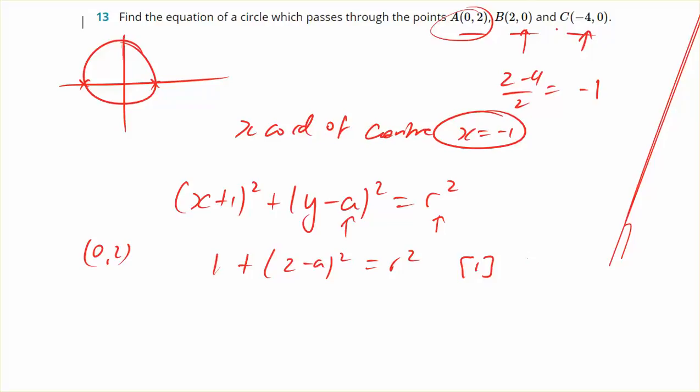I'm going to sub in another point. Let's sub in 2, 0, just because it seems nice. So x is 2, 2 plus 1 is 3, 3 squared is 9, plus y minus a, so y happens to be 0, so we get negative a squared, which is just a squared, equals r squared. Equation 2.